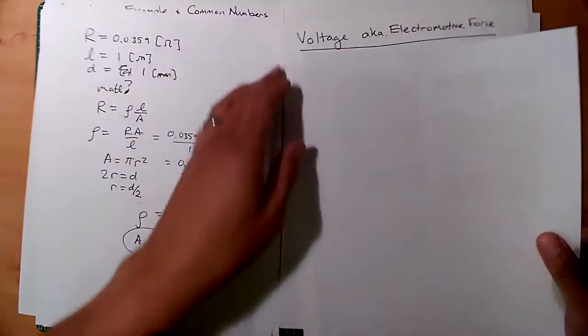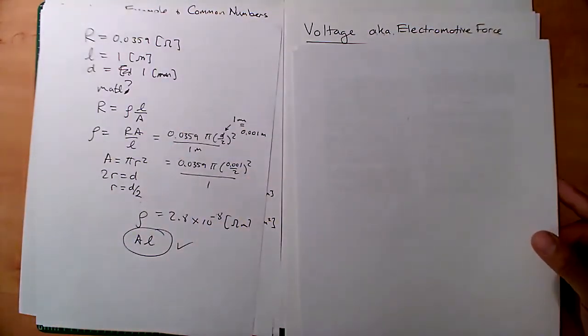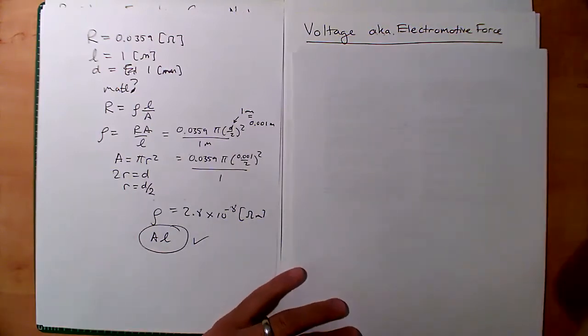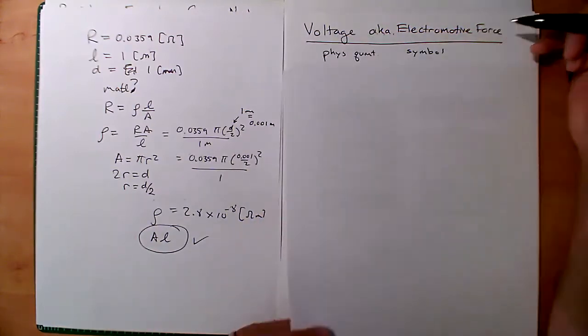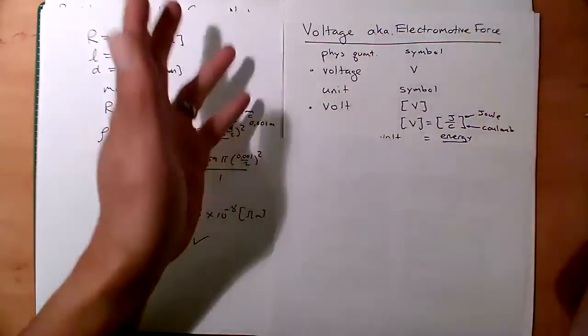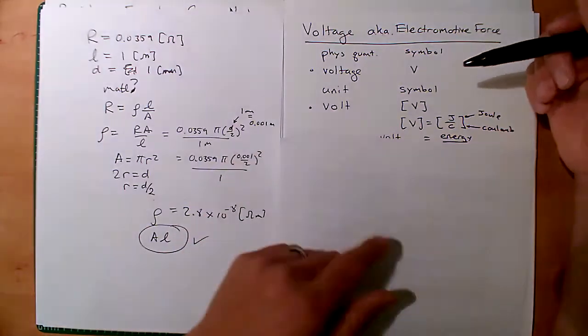Okay, so the last physical quantity that we're going to cover today is voltage, right? Voltage is also known as electromotive force. And so here are the four things. Remember, we got the four things: the physical quantity, voltage. This is the easy one. V, V, V, V, right?